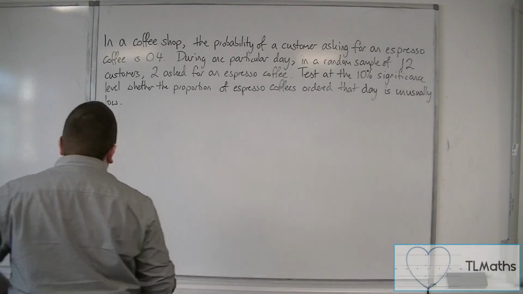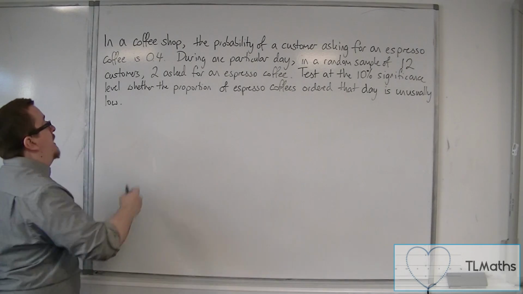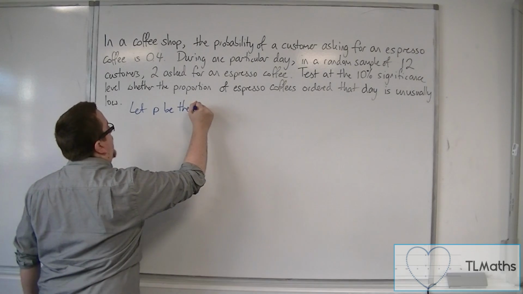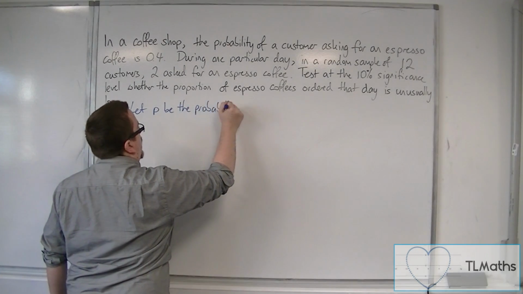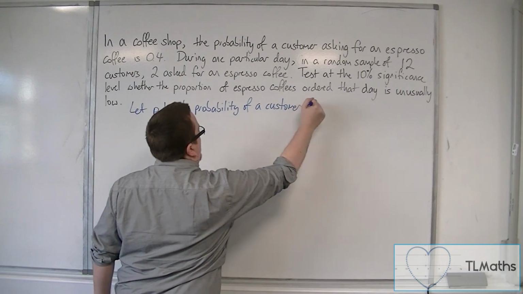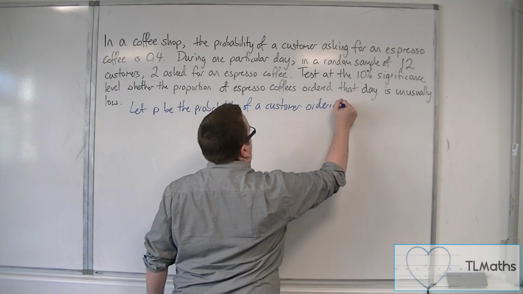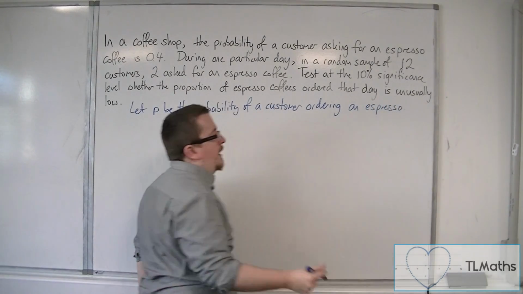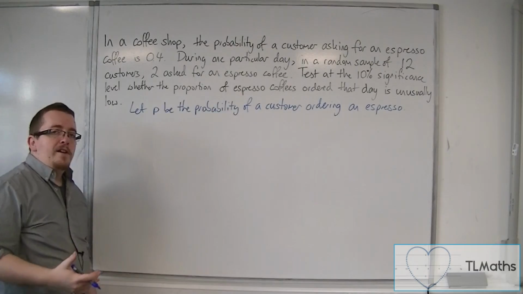Okay, so we start off by saying what P is going to be. So let P be the probability of a customer ordering an espresso. Okay, so that's our first line.